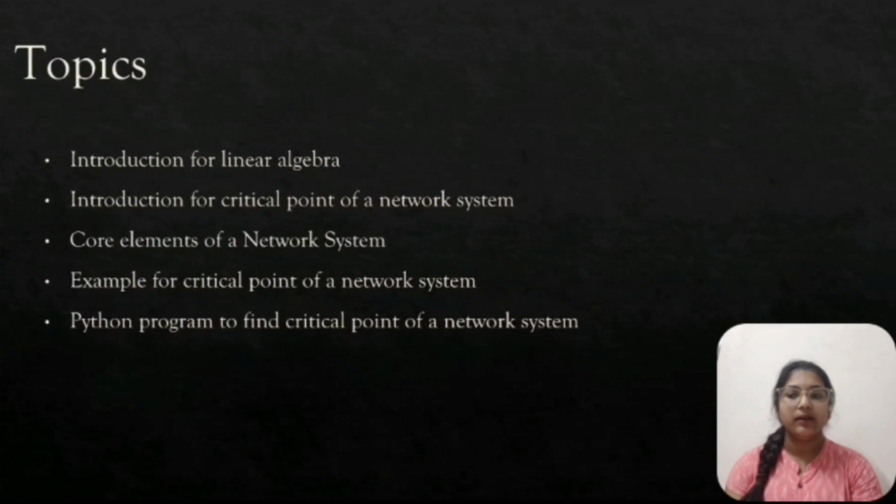My topics are Introduction to Linear Algebra, Introduction to Critical Point of a Network System, Core Elements of a Network System, and also an Example for Critical Point of a Network System. At the last, let us know the Python program to find the critical point of a network system.